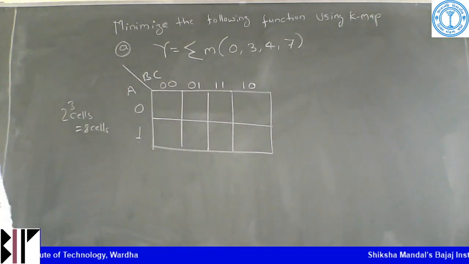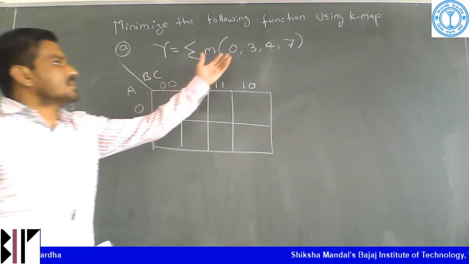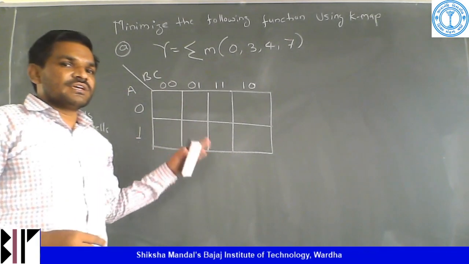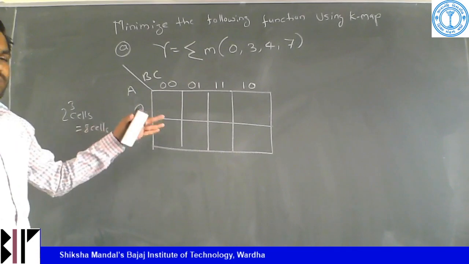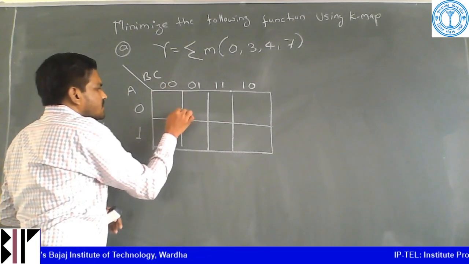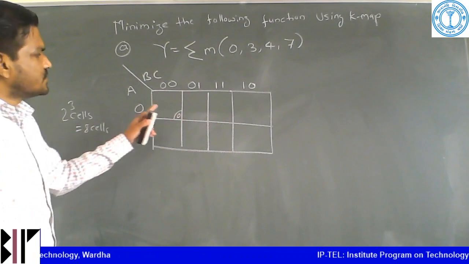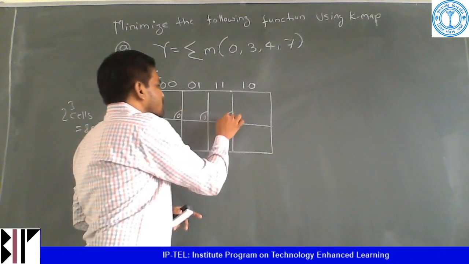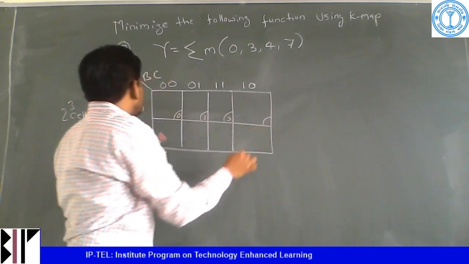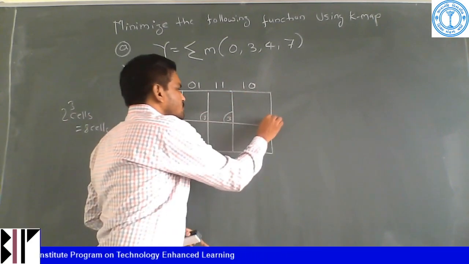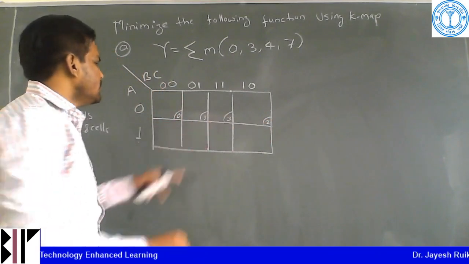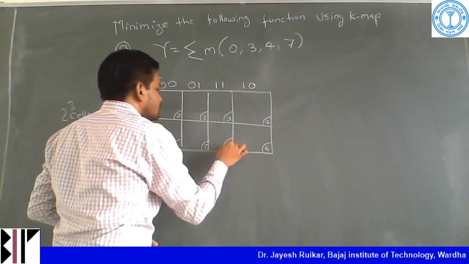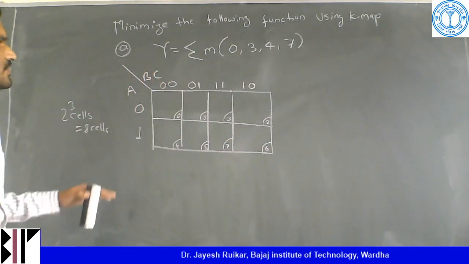If you don't know how to plot the K-map and how to plot these values onto the K-map, you have to see my earlier videos on the K-map. So I'm writing this 000. This is my 0th cell. This is cell number 1, 001. This is cell 3, and then 010, that is 2. So 0, 1, 2, 3, and directly 4, 5, 6 and 7. I have given cell numbers only to help understanding.